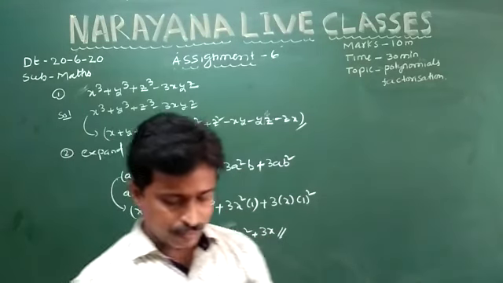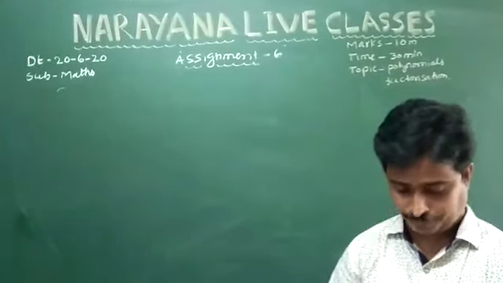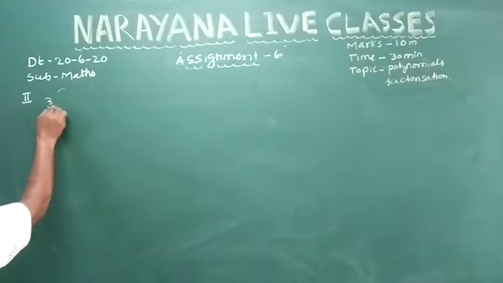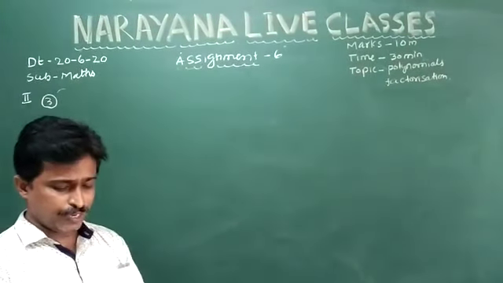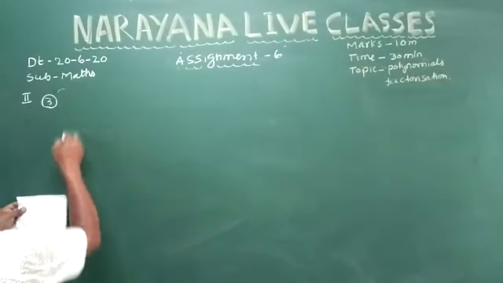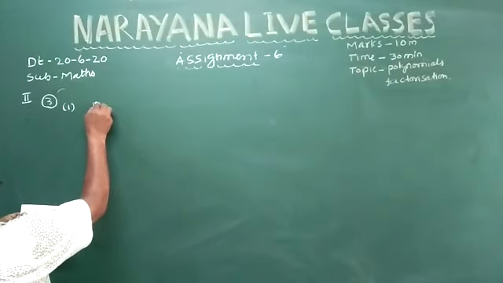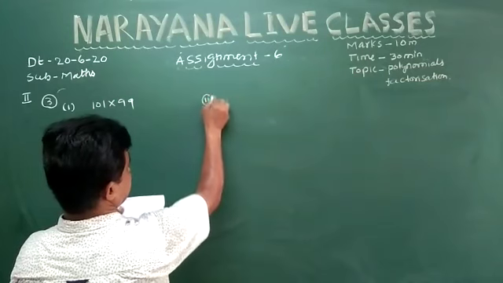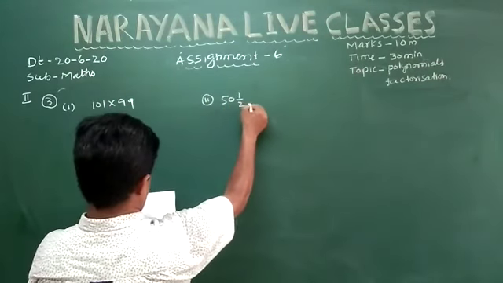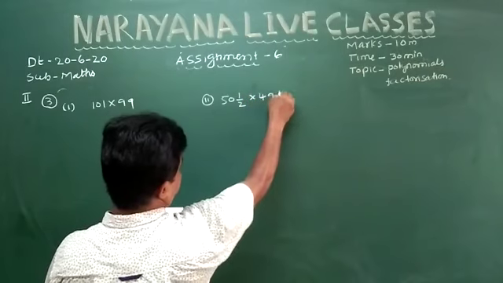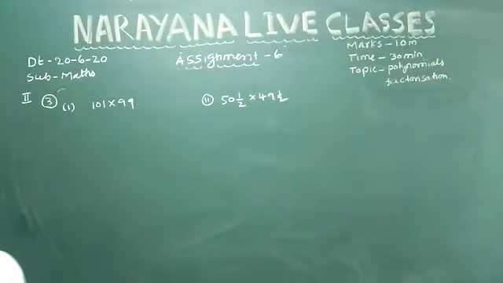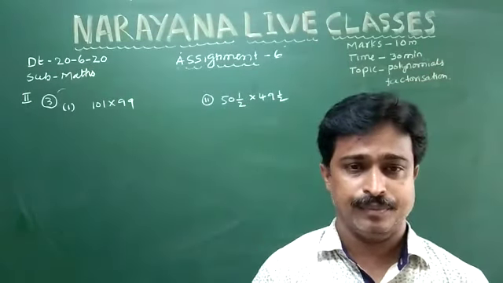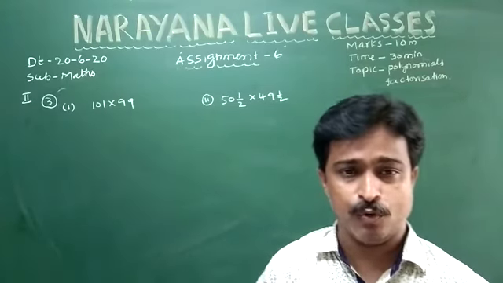Coming to question number 3, evaluate the following products. First one is 101 into 99, and the second one is 50 and a half into 49 and a half. These are the two parts. Here we find the product of these two without using actual multiplication. So here we use some identities.